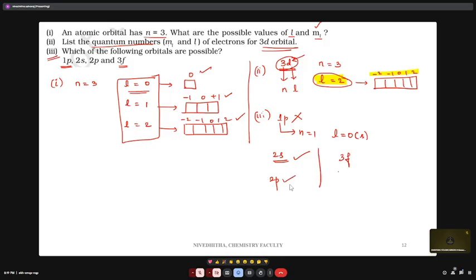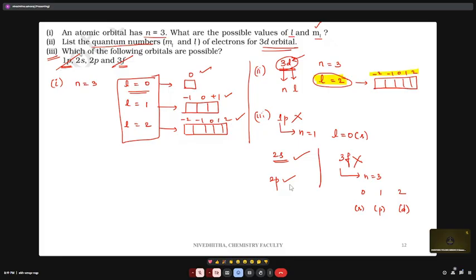3f. Here, the principal quantum number is 3 and the values are 0, 1, 2. These are all the possible subshells, which are s, p, and d, and not f. So this is an impossible set, I mean, an impossible orbital. That's it. Any doubt? Any doubt, Kanna? No, ma'am. So we are done with quantum numbers.